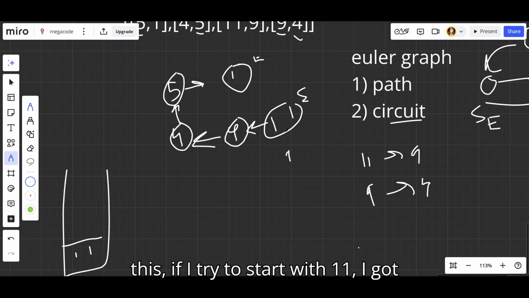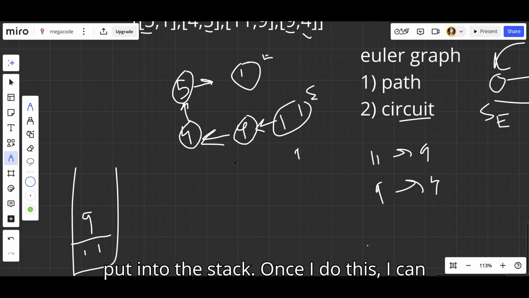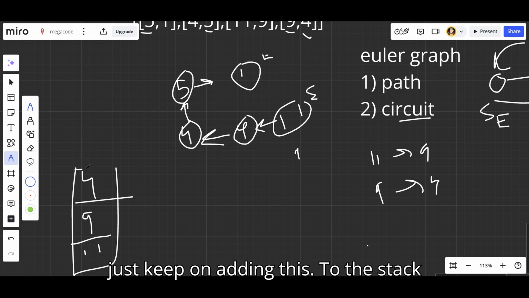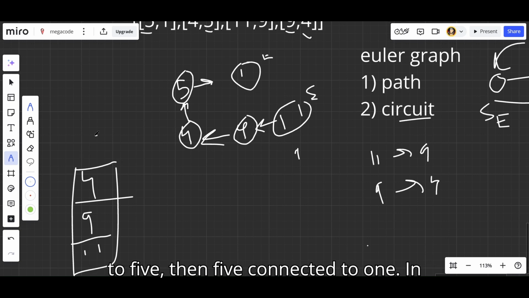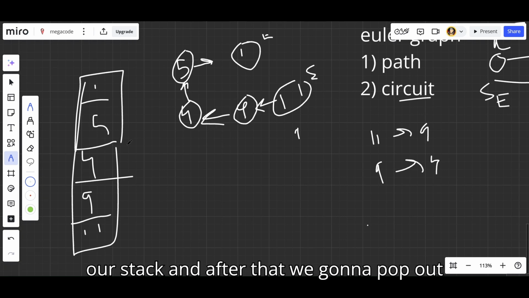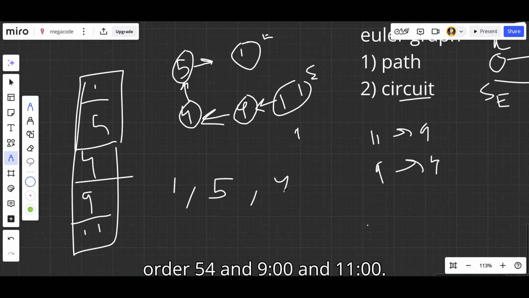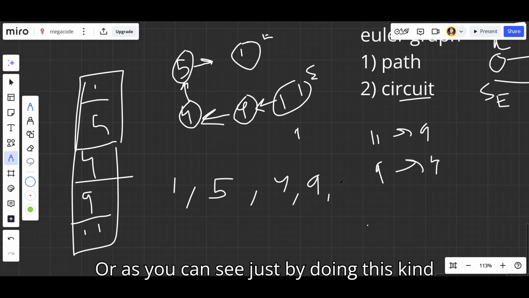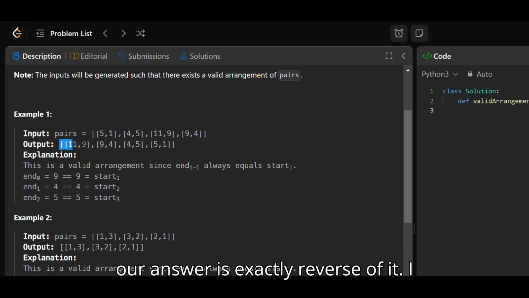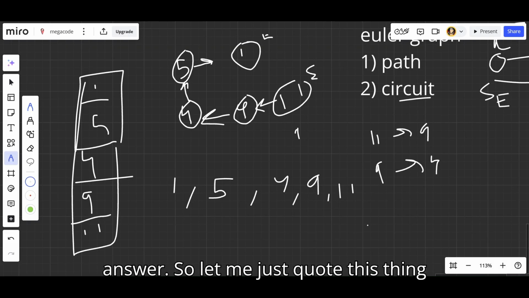If I start with 11, I get another value 9, which I also put in the stack. Once I do this, I can travel to 4. I just keep on adding the connected values to the stack: 4 connected to 5, then 5 connected to 1. In the same way, in the end we fill up our stack, and after that we pop out all the values, so it will be in reverse order: 5, 4, 9 and 11. Just by doing this stack operation, we can observe that our answer is exactly the reverse of it. If I pick this value and reverse it, that's how we get our answer. So let me just code this up for you guys.